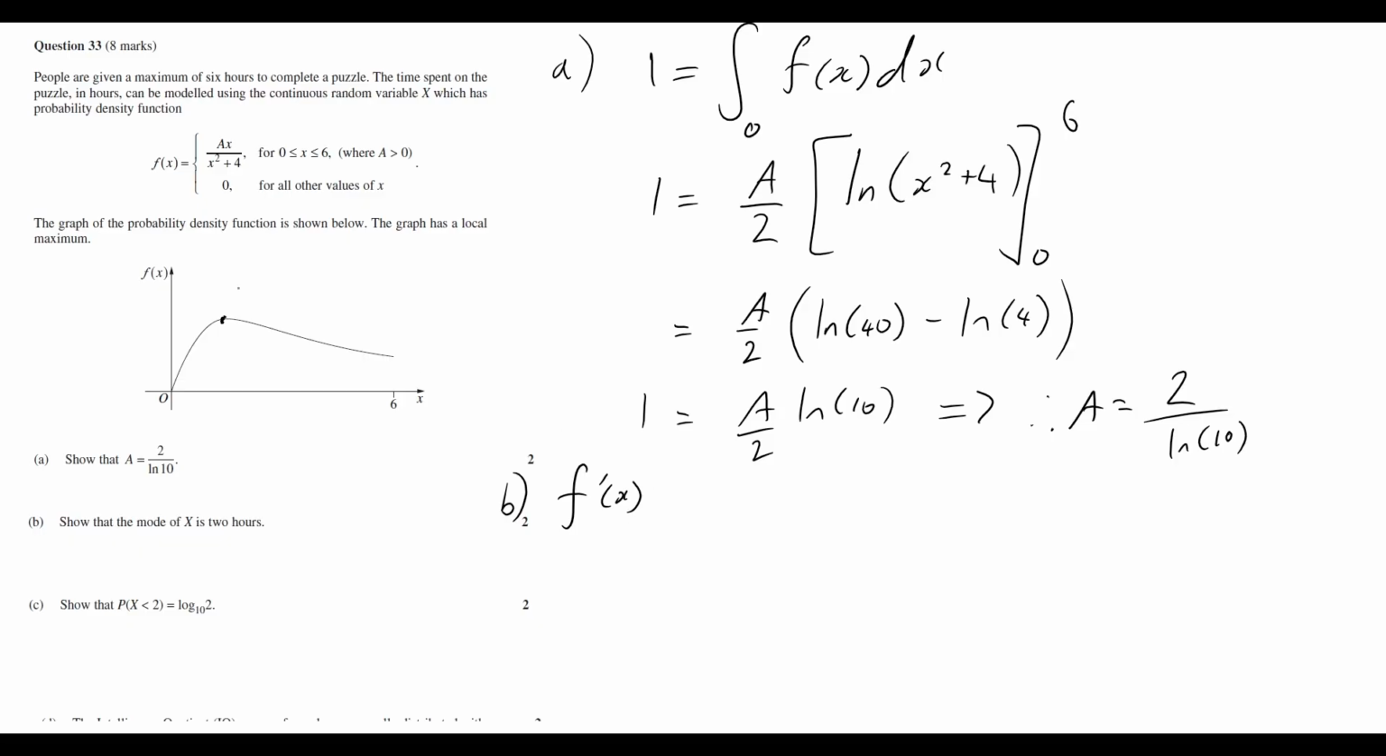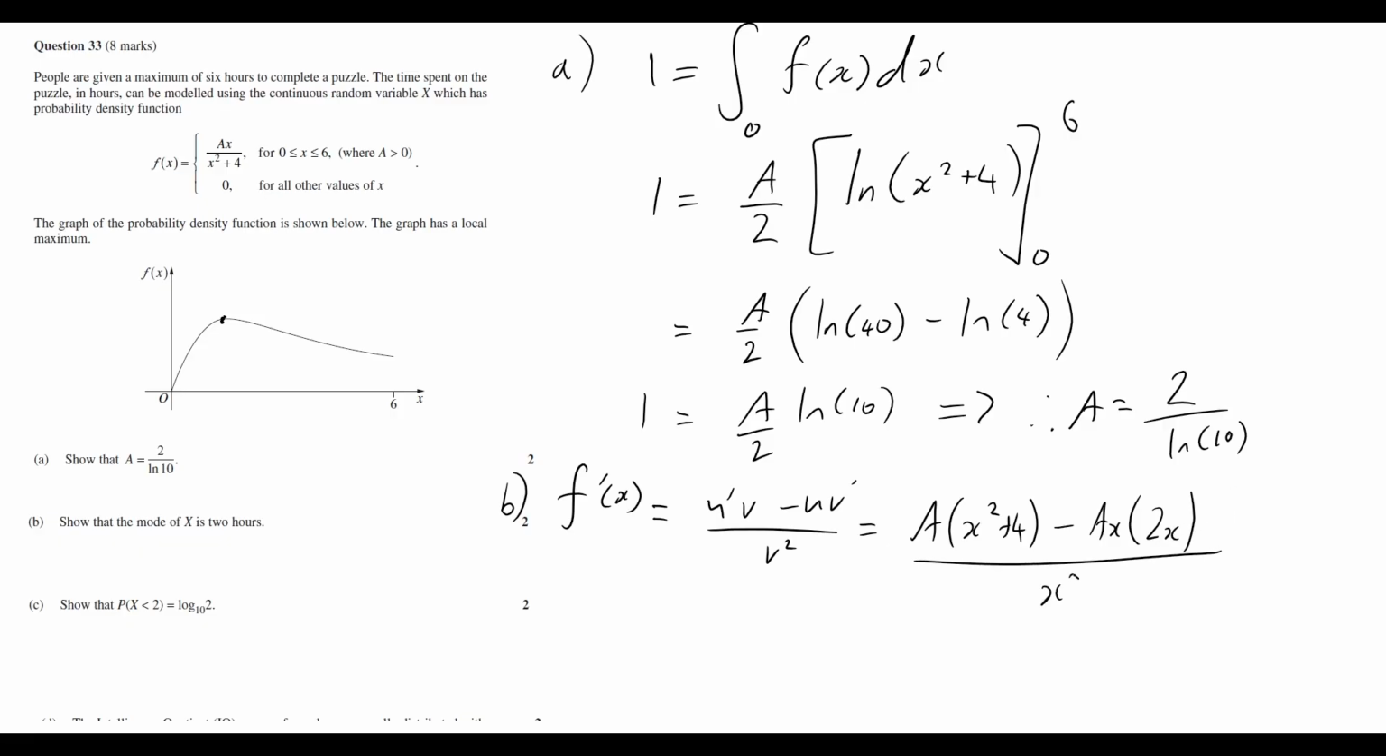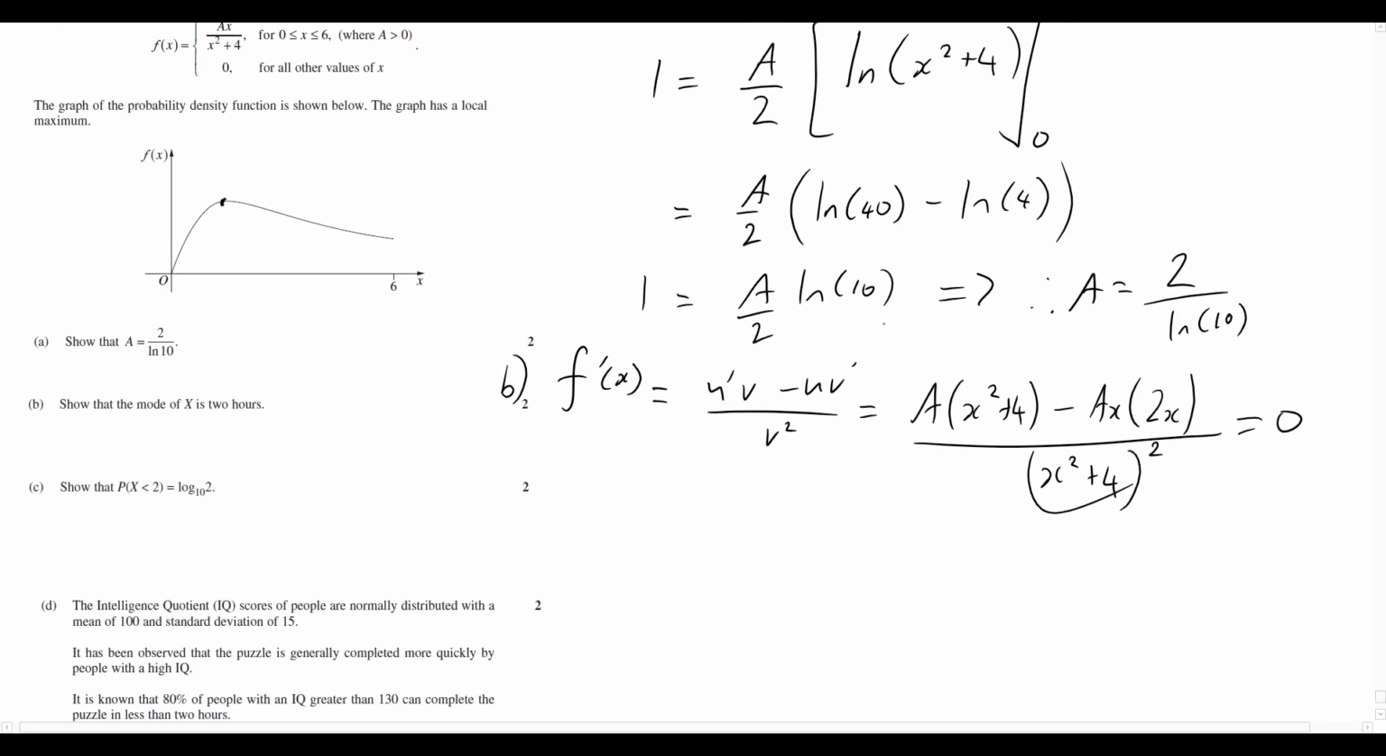So f prime of x is now going to be given by, so what have we got? We've got ax over x squared plus 4, but we know that a is going to be equal to 2 over the natural log of 10. However, we can essentially end up ignoring that because we know that we are going to just end up using our quotient rule here. So our quotient rule is going to be u prime v minus uv prime over v squared. And so what that will become now is, so u prime, that will just become a times by v, which is x squared plus 4. Now minus ax times by v prime, which is now just going to be 2x, all over x squared plus 4 all squared equals 0. Okay, so what we have now is we have our first derivative of f of x, and so what we need to do now is simply solve that.